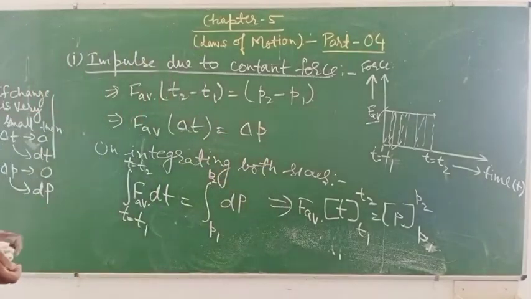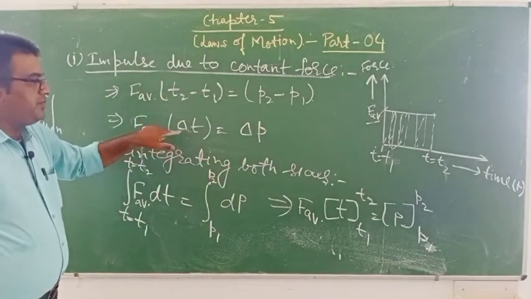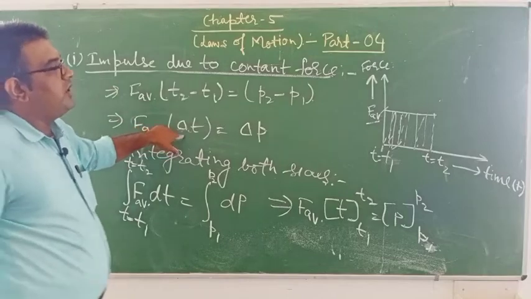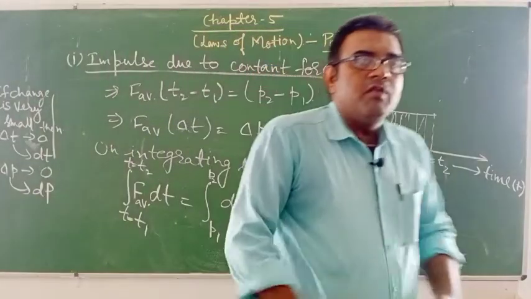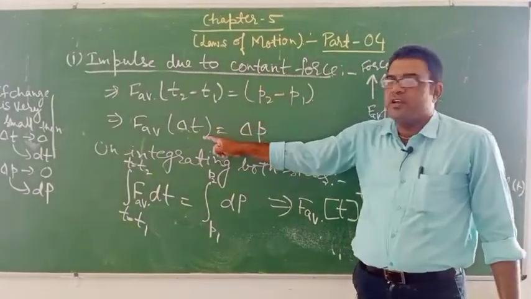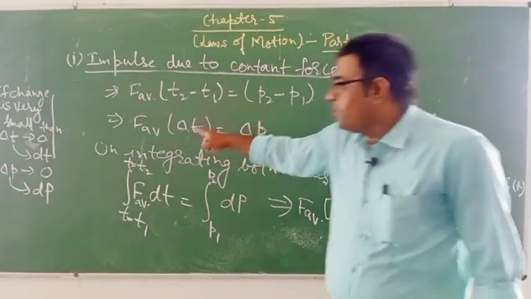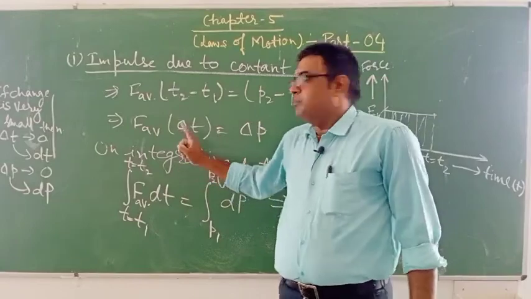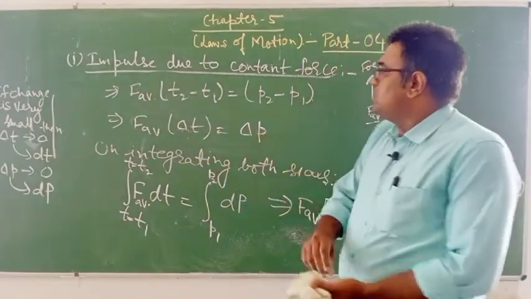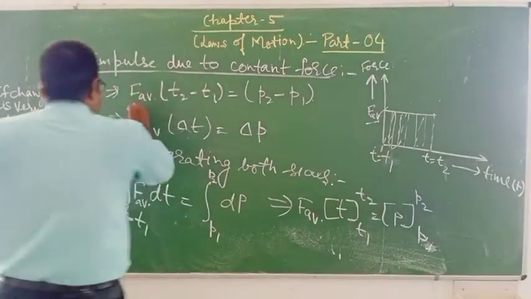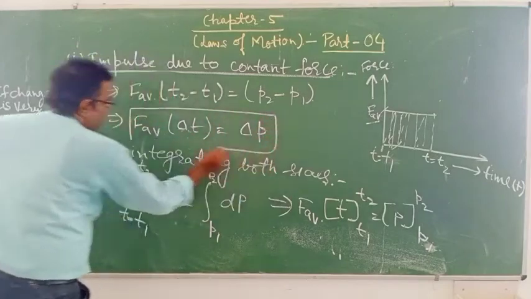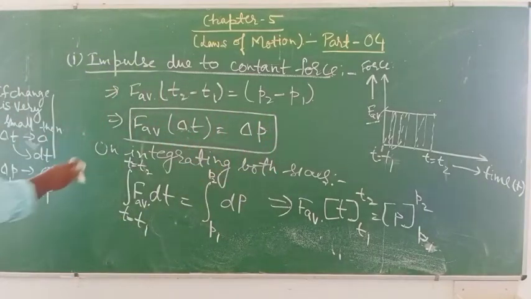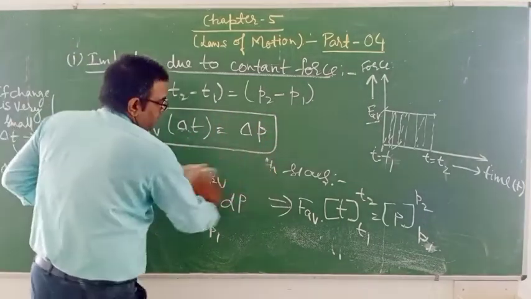Means force delivered for a small interval of time, that is the impulse, is equal to the change in momentum. So this is the formula we have got for the constant force.